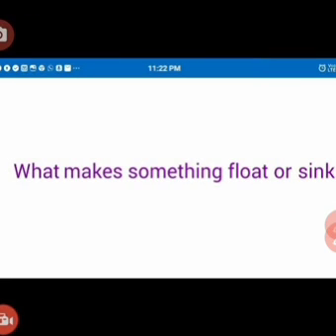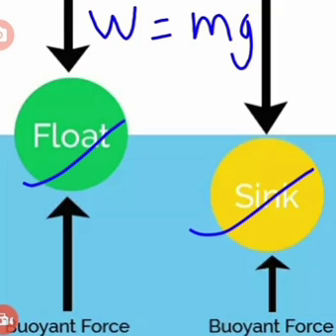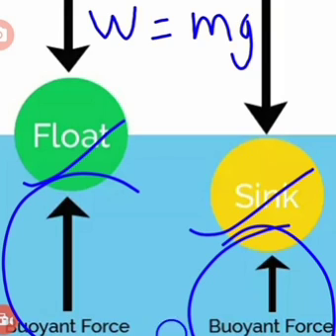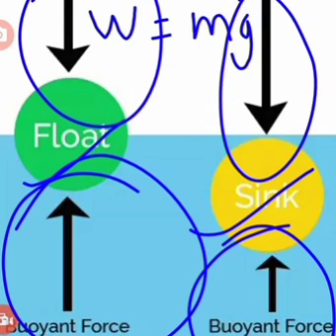Now, what makes something float or sink? When an object is immersed completely or partially in a fluid, it experiences two forces: the buoyant force acting in the upward direction and the weight of the body acting in the downward direction.